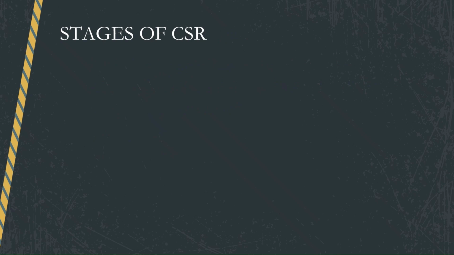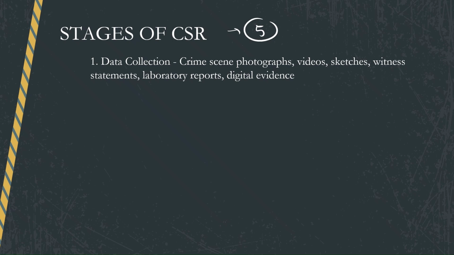Now let's talk about the actual process of crime scene reconstruction. The process is usually divided into 5 stages. The first one is data collection. This is where investigators gather each piece of information which is related to the case. Crime scene photos, videos, sketches, laboratory reports, all of it, everything is collected and organized.